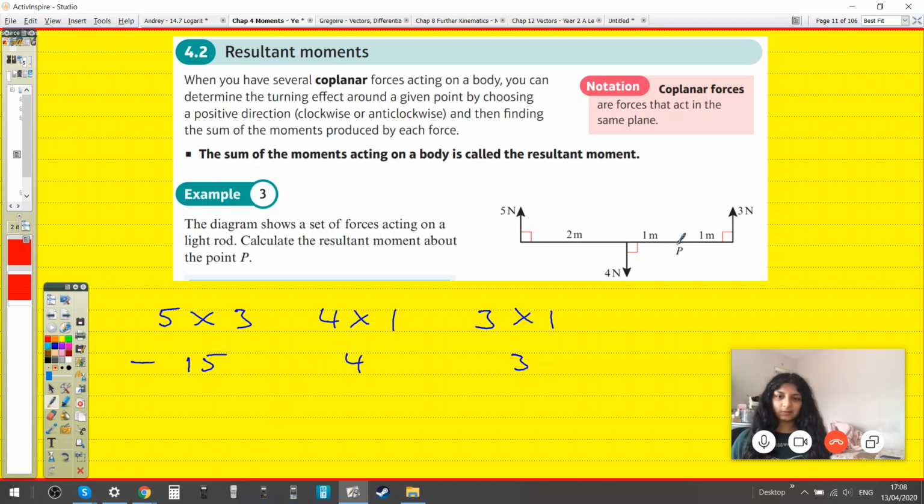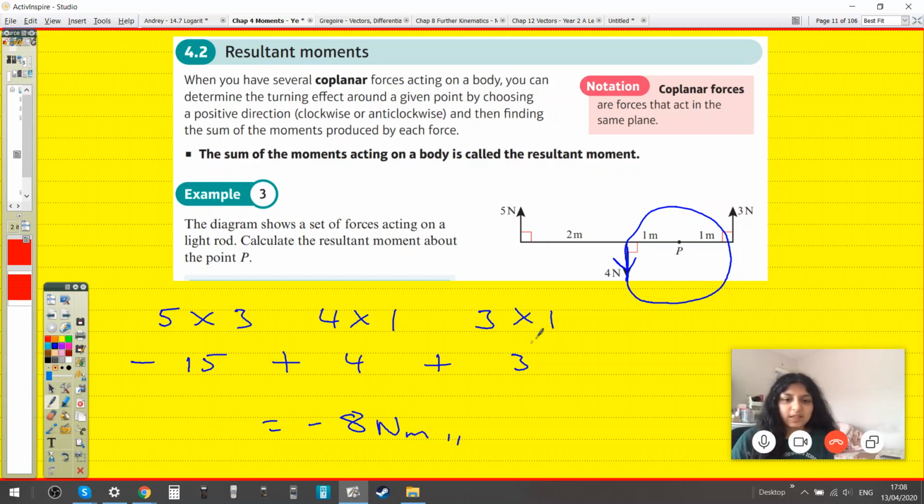P is the pivot. That's our rocket. So that is what direction? Anti-clockwise. How do you represent it? Positive. And the 3 is positive as well. So that would be minus 8. And you don't need to say clockwise or anti-clockwise. If it's minus, it's implied that it is clockwise.